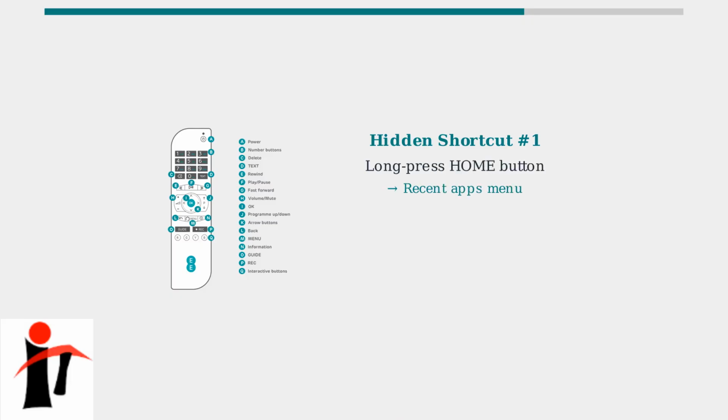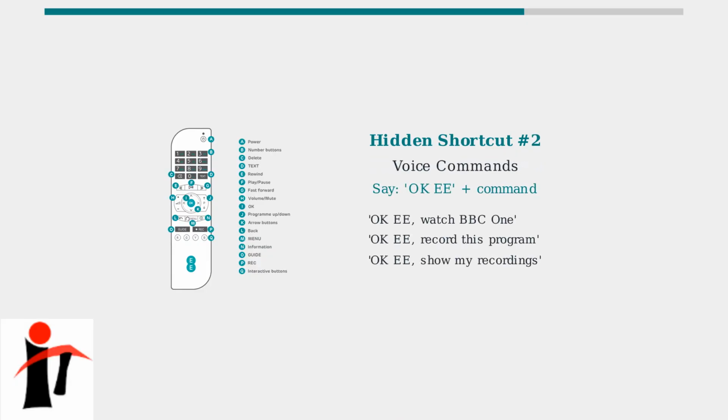Long press the home button on your remote to instantly access your recently used apps, saving you time navigating through menus. Voice control is incredibly powerful when you know the right commands. Say OKEE followed by your command for hands-free control. You can say things like OKEE, watch BBC One, or OKEE, record this program.